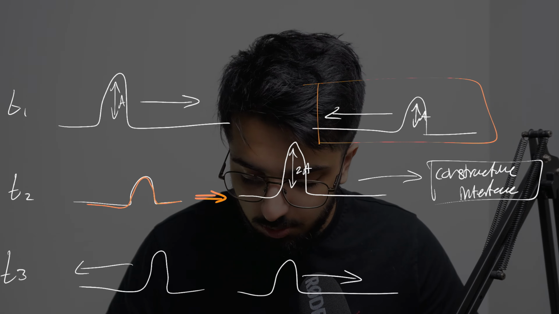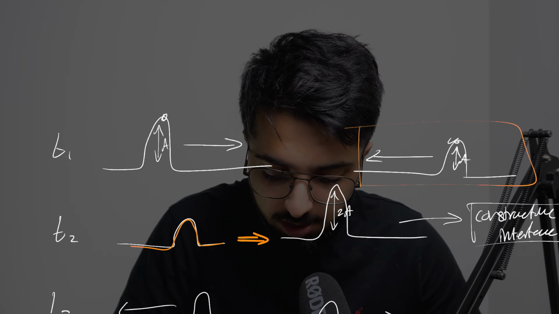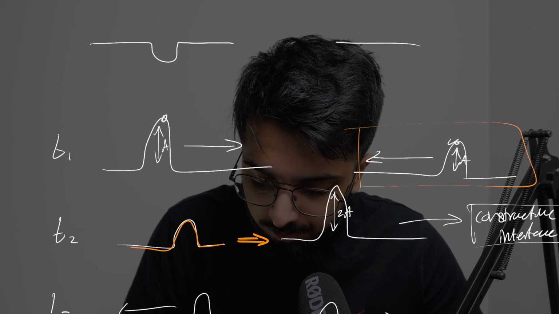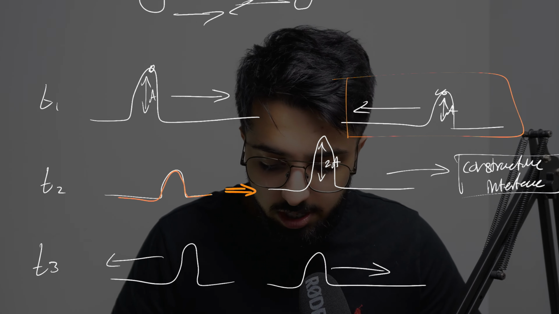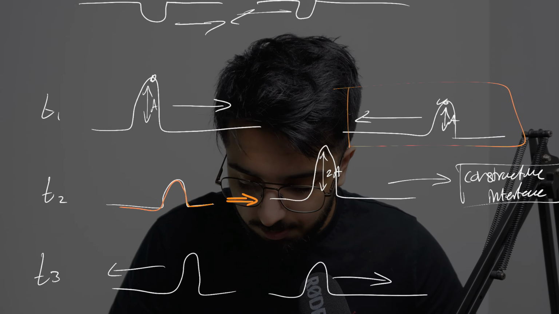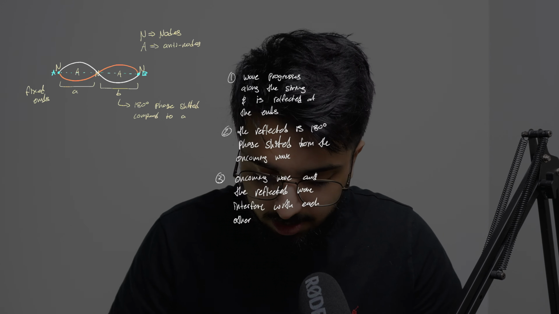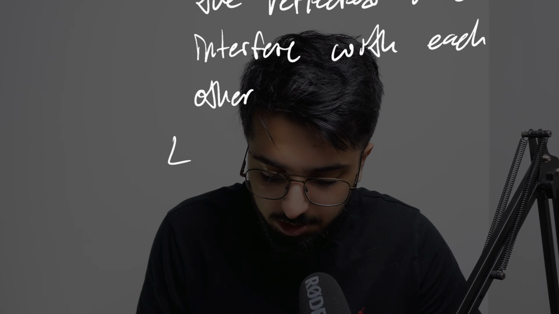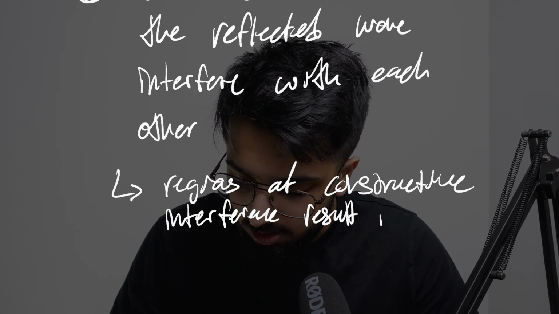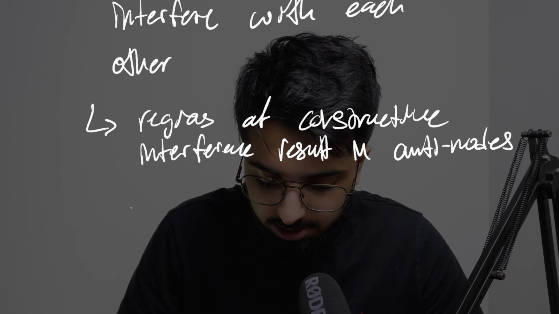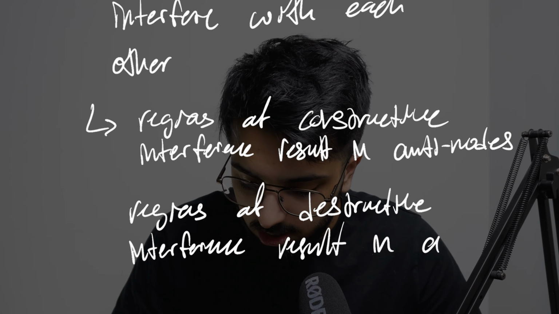However, if we get a situation where we have two crests or two troughs meeting together, right? So if we have two troughs meeting together, that is the exact same thing as this situation right here, okay? So if we either have two crests or two troughs meeting together, we get constructive interference, which results in an even larger wave, okay? And so from our section 3, we can say that regions of constructive interference result in antinodes, and regions of destructive interference result in a node.